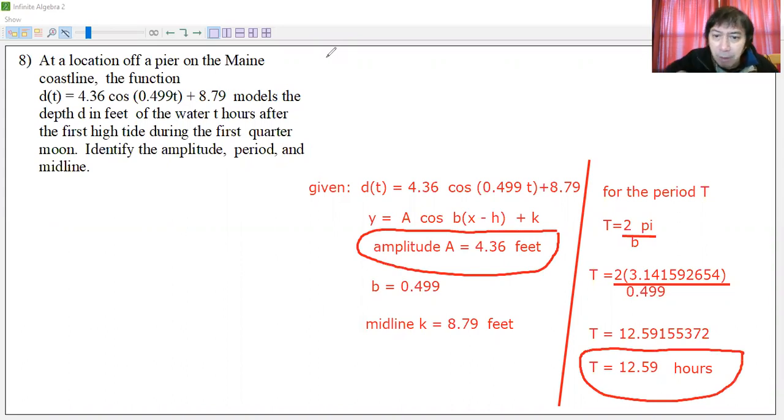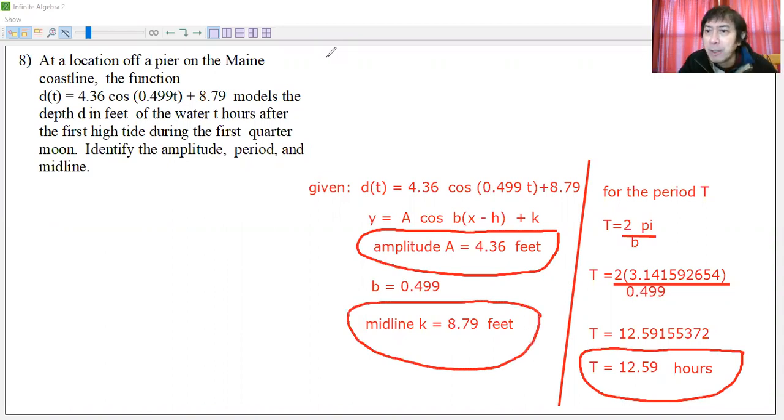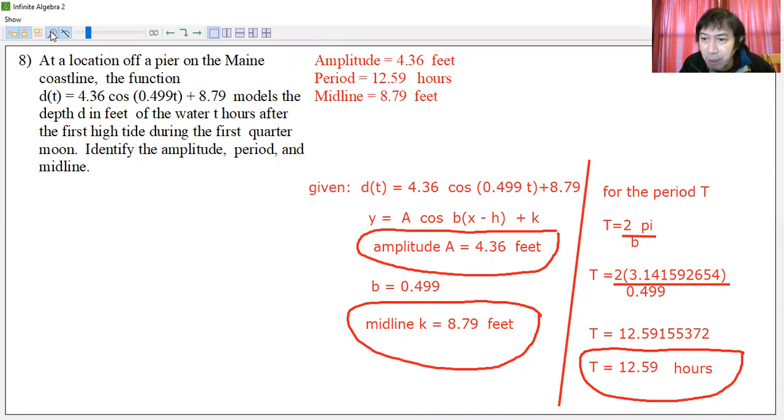How about the midline? The midline is right here, 8.79 feet. The added number to the equation, okay? That can be obtained by inspection, okay? So that's 8.79. All right, let us see the answers. So this will now be, okay, amplitude 4.36, period is 12.59 hours, midline is 8.79 feet, okay? That goes to our number 8.